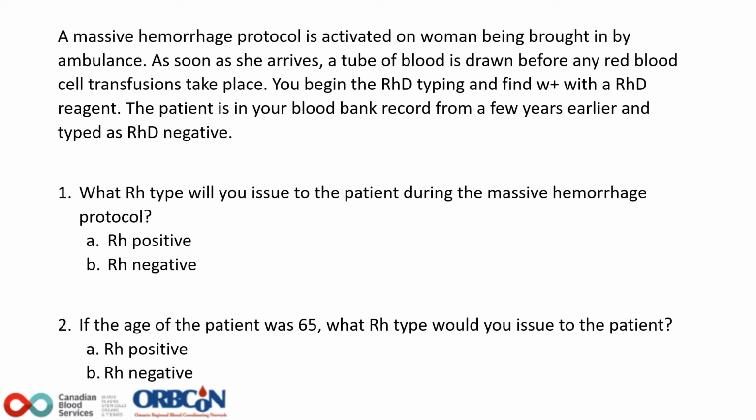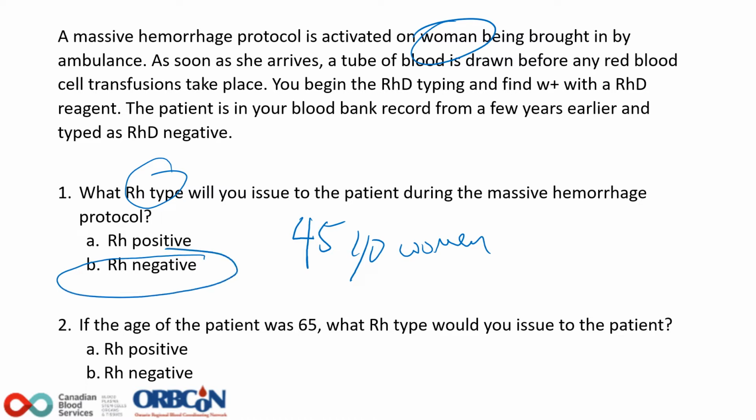So if you've done the tier 1 question and answer session already, these first two questions should be fairly easy for you. What RH type will you issue to the patient during the massive hemorrhage protocol, RH positive or RH negative? Remembering that for the RH type, the magic number in the MHP toolkit is 45 years old for women. So what we have is a woman of an unknown age, and because we don't know the age, we would issue RH negative until we know her age to be on the safe side.